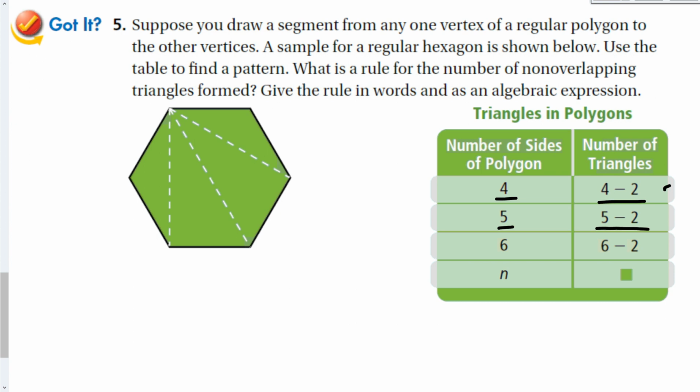So this is going to be 2. This is going to be 3. This is going to be 4. Okay? And I can see 1, 2, 3, 4 triangles. Okay? So for n, we're simply going to go n minus 2. And that would be the number of triangles formed by a regular polygon. So that's my expression. In words, it's very simple. 2 less than n, or n minus 2.